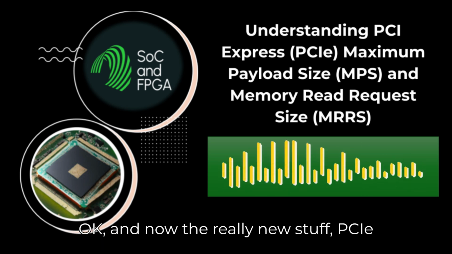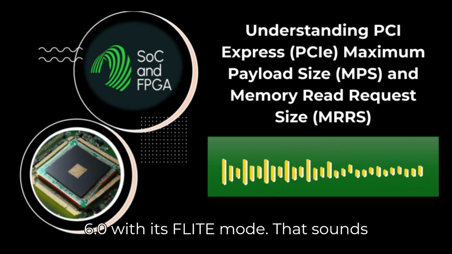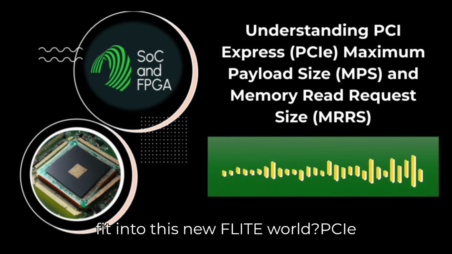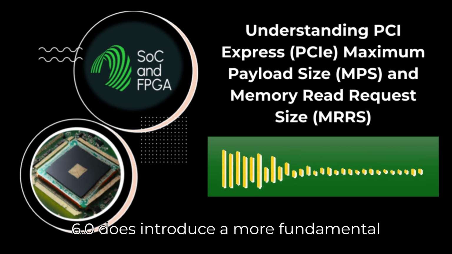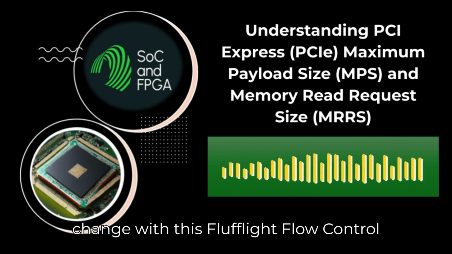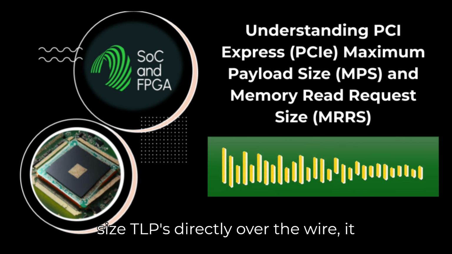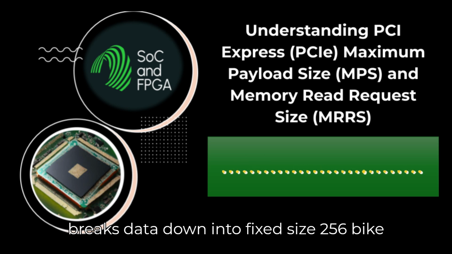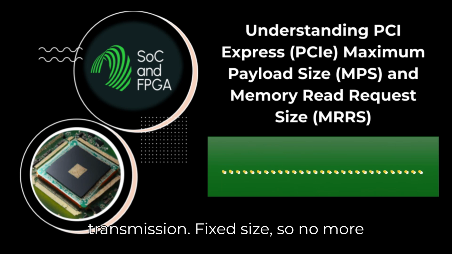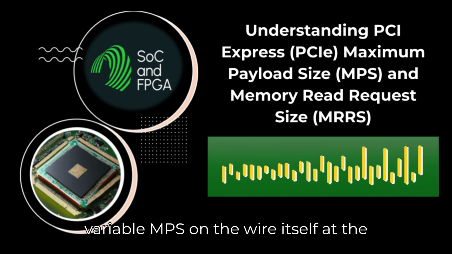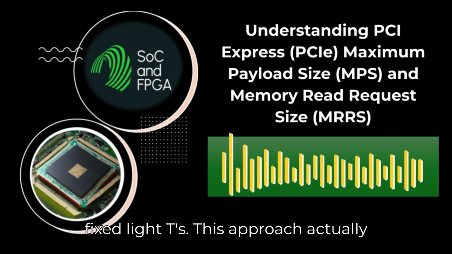Okay. And now the really new stuff, PCIe 6.0, with its FLIT mode. That sounds like a bigger shift. How do MPS and MRS fit into this new FLIT world? PCIe 6.0 does introduce a more fundamental change with its flow control unit mode. Instead of sending variable-sized TLPs directly over the wire, it breaks data down into fixed-size 256-byte chunks called FLITs for transmission. Fixed size. So no more variable MPS on the wire itself. At the physical transmission layer, yes, it's fixed FLITs.